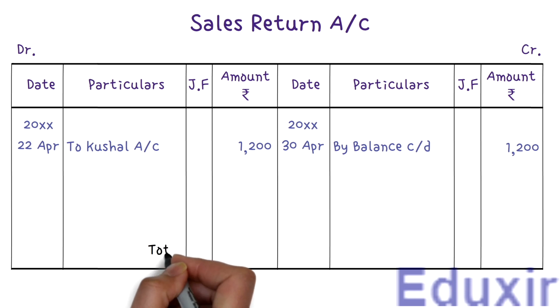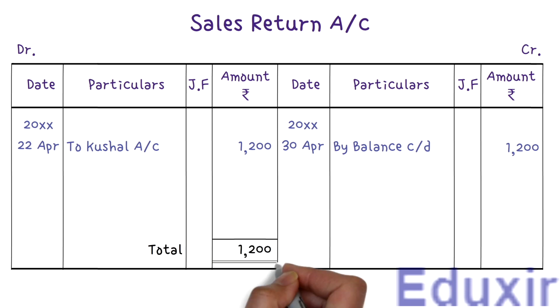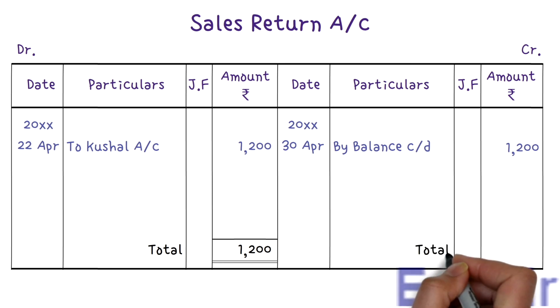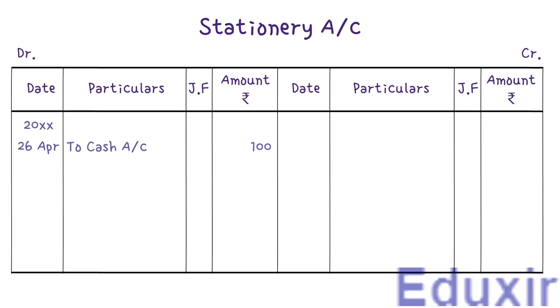Now the total on the debit side is 1200 rupees. And the total on the credit side is 1200 rupees. So now the sales return account is balanced. Let's now take up the stationery account.